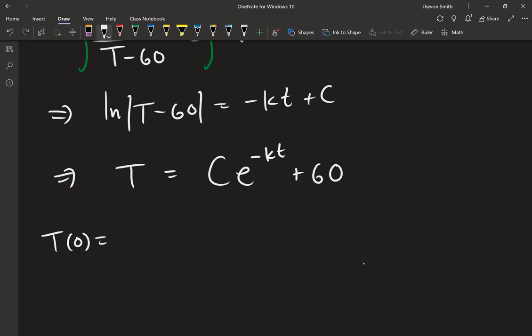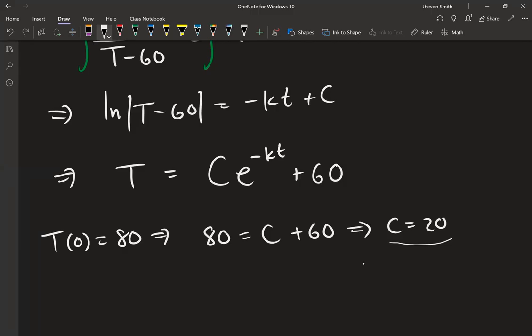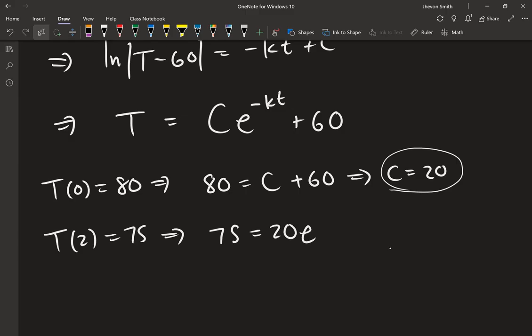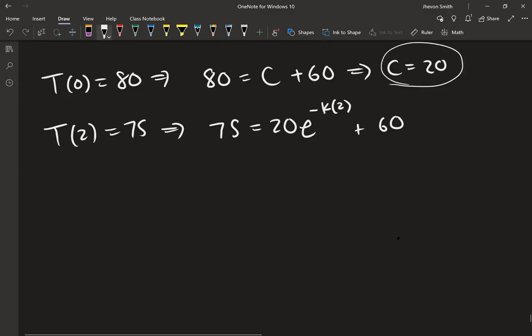Here I know that T of zero is equal to 80. So this means I have 80 when t equals zero, so c is going to be 20. That's my c value. And also now I know that T of two is 75. Which means that 75 is going to be, plugging in c as 20, 20e to the minus k times 2, plus 60. So this means that 15 is equal to 20e to the minus 2k. And this means that 3/4 is equal to e to the minus 2k.